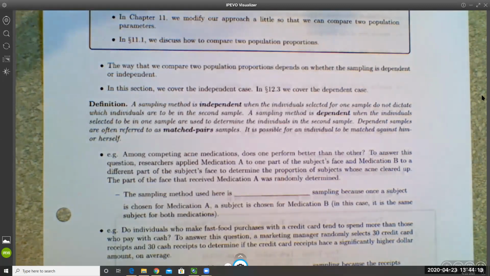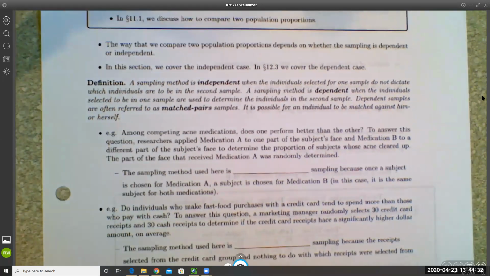If the samples are dependent, it's usually going to be something pretty clear like that. If there isn't any kind of link between the samples, right, if there are no matched pairs, then the samples are independent. So let's look at a couple examples.